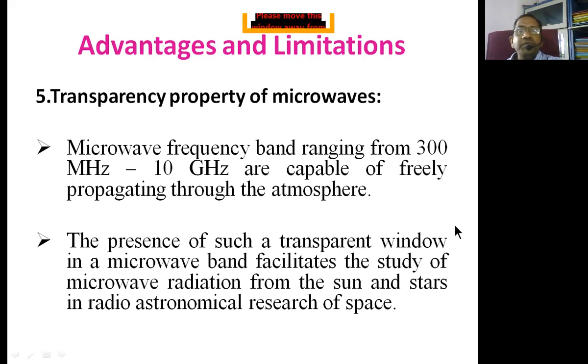The presence of such a transparent window in the microwave band facilitates the study of microwave radiation from the sun and stars in radio astronomical research of space. So whenever we deal with space communications, we can use microwave signal transmission techniques. That means if we want to get some signals from the stars, or from the moon, in those situations also we can use microwave signal frequencies.